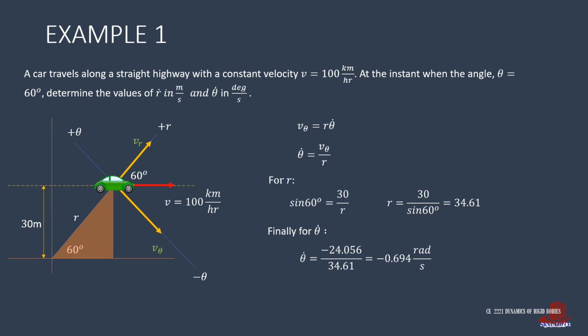0.694 radians per second. However, the problem requires transverse velocity in degrees per second, so convert the result by multiplying the conversion factor 180 degrees is to pi, giving the value of theta dot as negative 39.788 degrees per second.